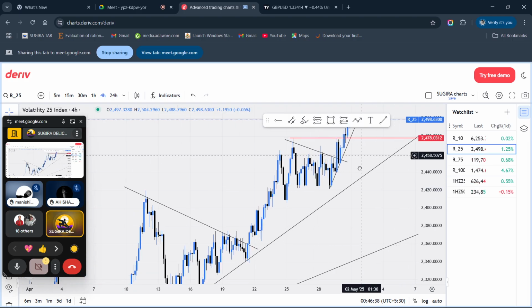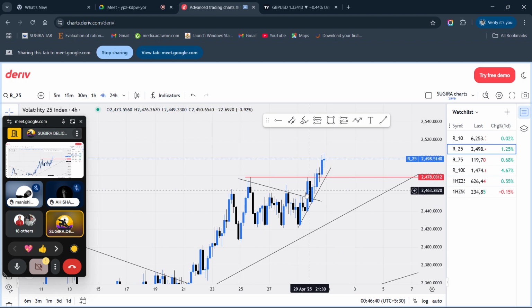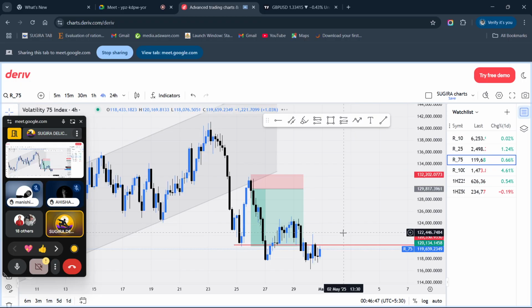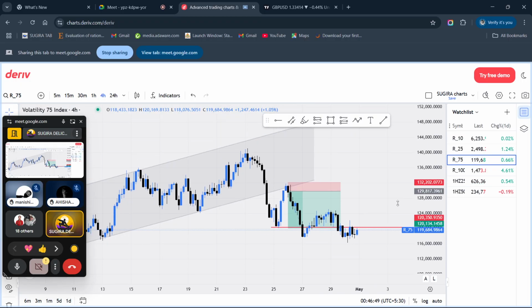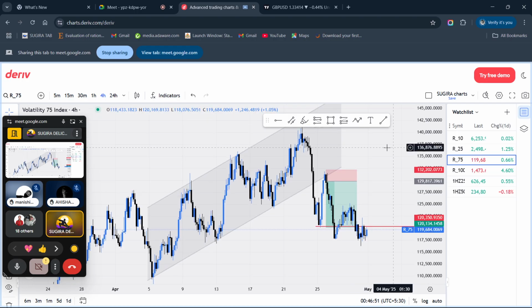I always have a target. As you can see, the market broke and then came back and retested. I would have entered, but I didn't take this trade. Let me see this one also. The same thing, right? That's how I trade.